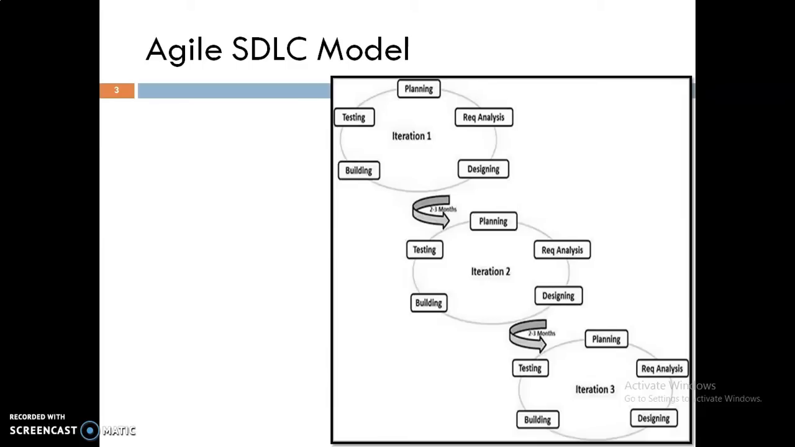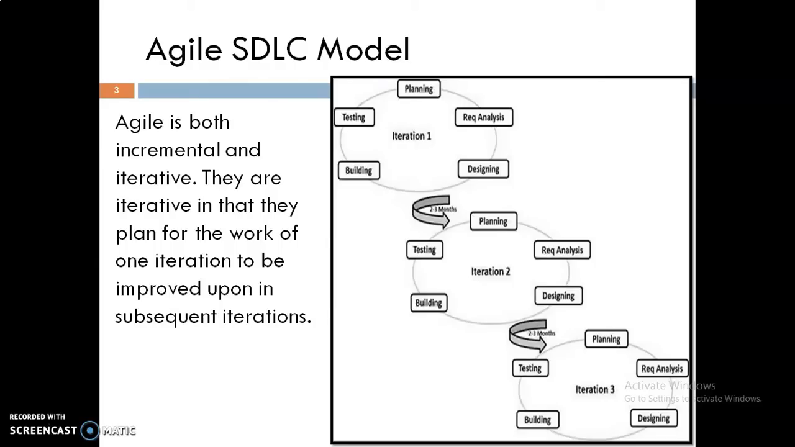Then next is, what is the SDLC model? SDLC stands for Software Development Lifecycle Model for Agile. So this Agile Software Development Lifecycle Model has an incremental and iterative approach. In this SDLC model, iterations are performed based on the customer's needs and requirements. These iterations are decided at the start of the project, and each iteration is nothing but one particular life cycle, one particular SDLC, which consists of planning, requirement analysis, design, building and testing.